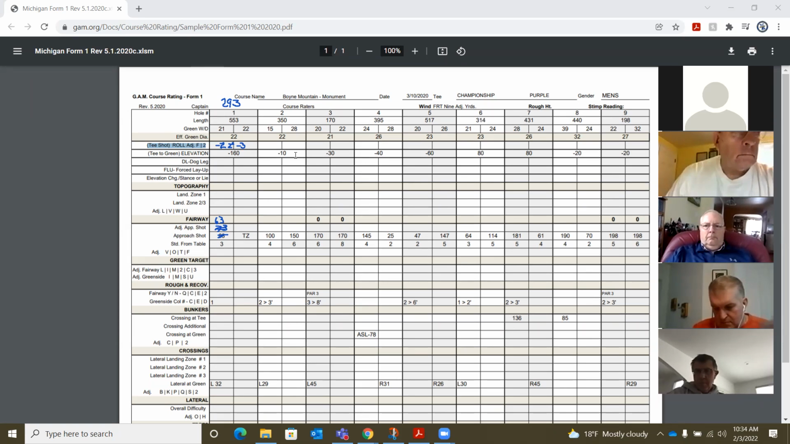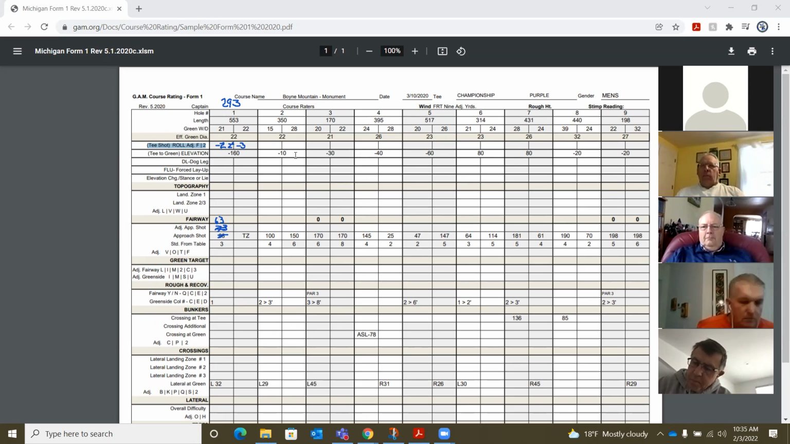I would say in general, you probably will run into one or two roll adjustments a round. So it doesn't happen a ton. We always joke that pretty much almost every course in Macomb County is as flat as a pancake, and if you're rating in Macomb County, you probably don't need to worry about roll too much. But there are other places in northern Michigan or other parts of the state where you are going to have this come into play more often than not.